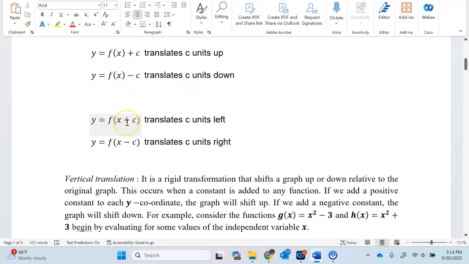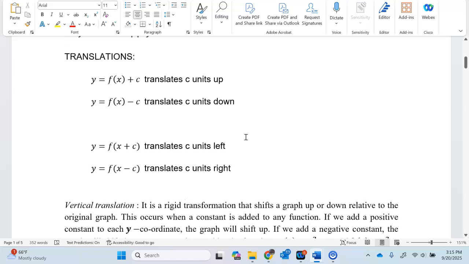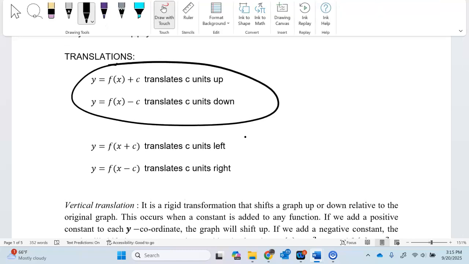Okay, and then we have our second translation, which is left and right. This one's a little backwards. I'll explain why. If I replace x with x plus c, it's going to move it to the left. If I replace x with x minus c, it's going to move it to the right. Okay, so let's focus on this one right now. My first translation, how does that work?